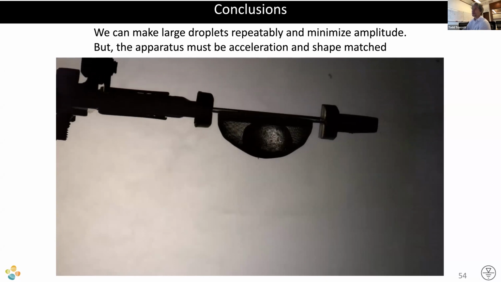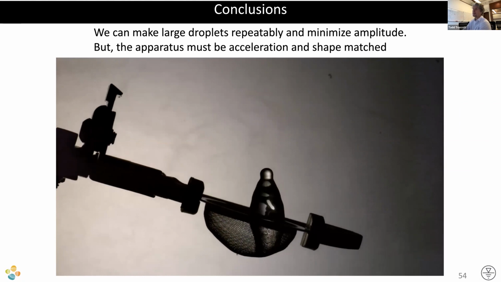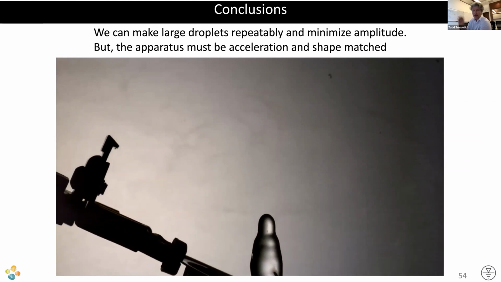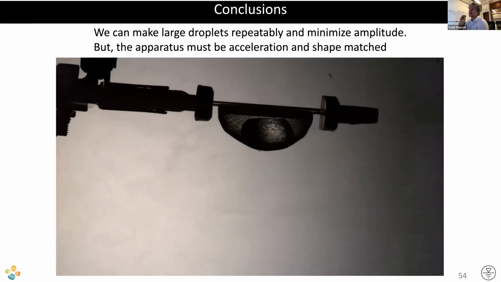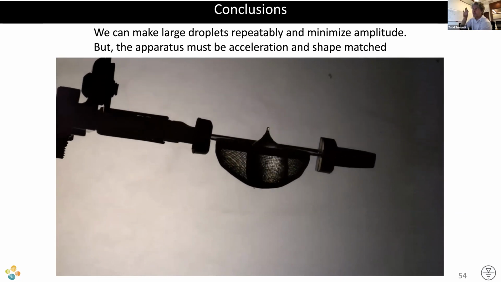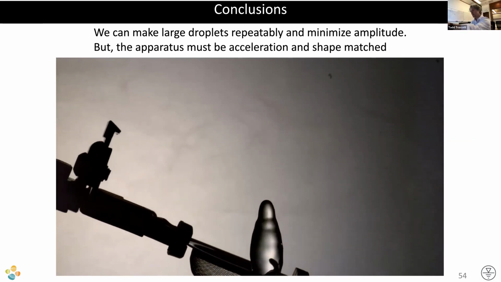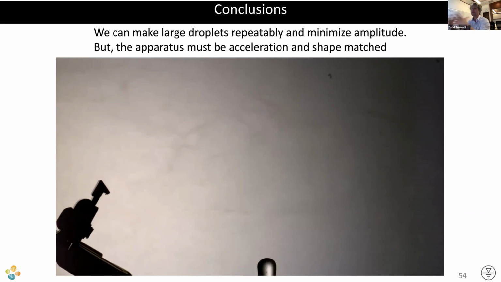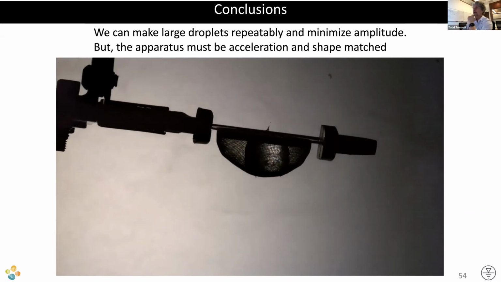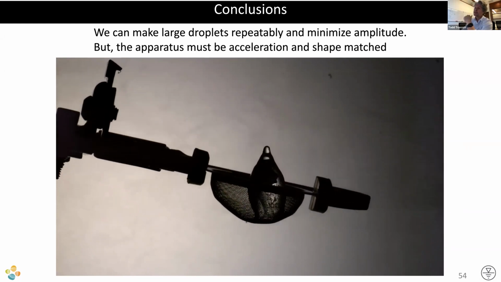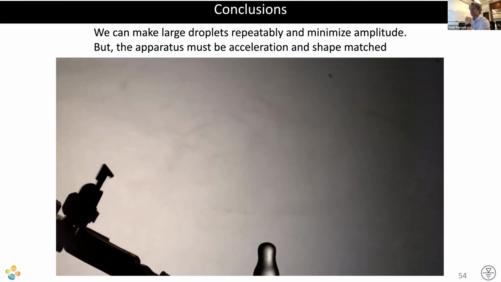So to conclude, just really quick, we can make large droplets repeatably and minimize amplitude, but the apparatus has to be carefully adjusted to accommodate acceleration and geometry so that the shape that you want to form is made. So in our case, we wanted to make a sphere. This one is not doing a great job of it, but we have others that do. And in order to form those, you have to consider acceleration and geometry. And that geometry is related to the release of the contact angle.